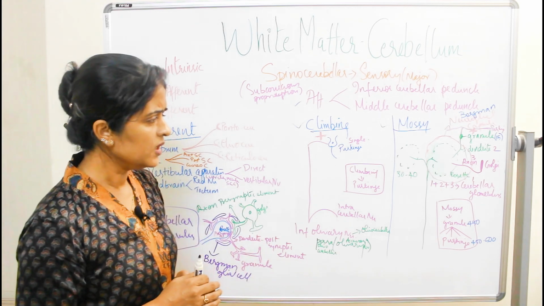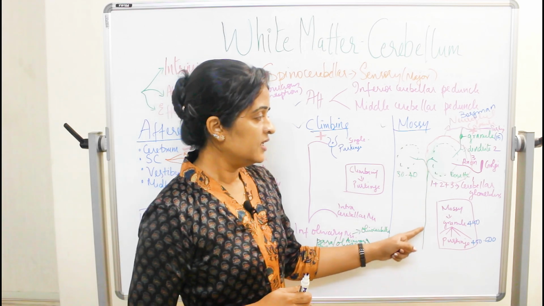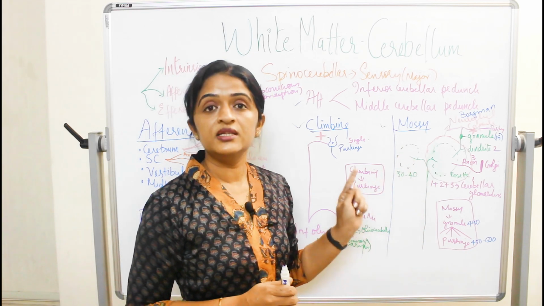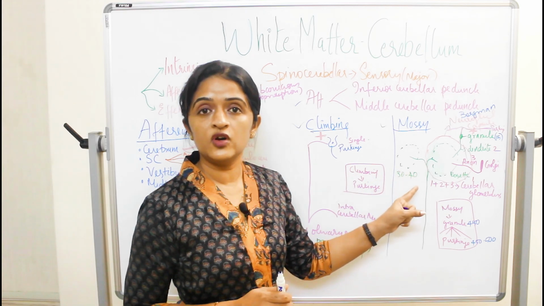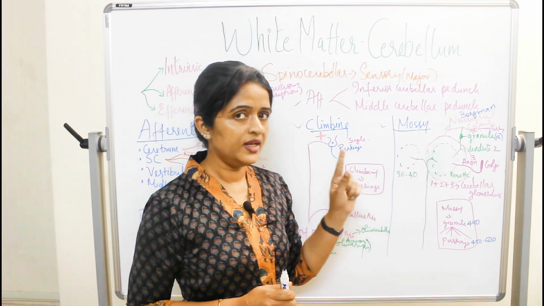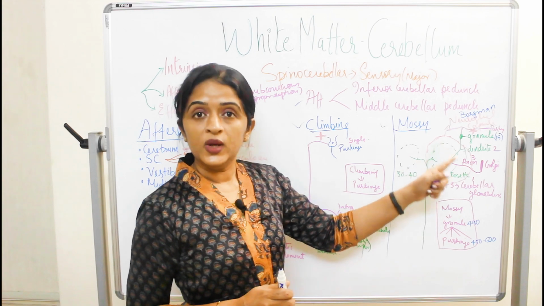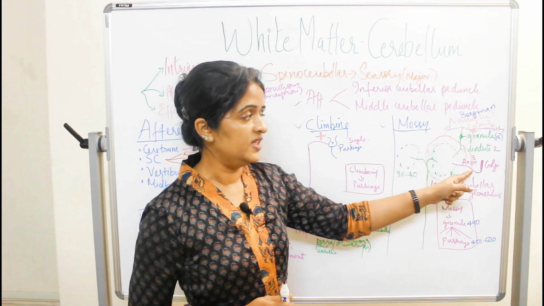Now, when we come to the mossy fibers, we can see that they ascend and end in 30 to 40 terminal expansions. Each of these terminal expansions is called a rosette. So one expansion is known as a rosette. And this rosette will be synapsing with the granule cell and with the Golgi cell.